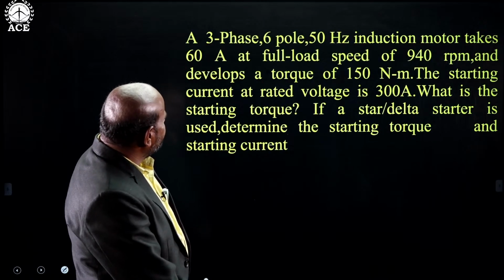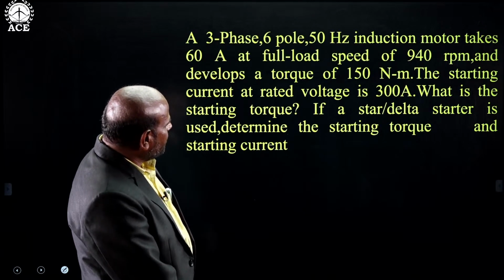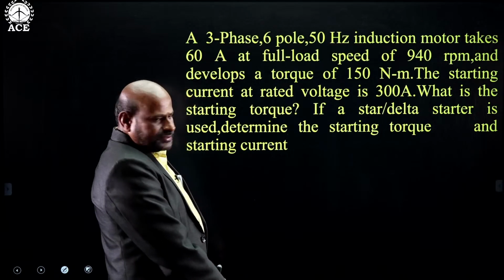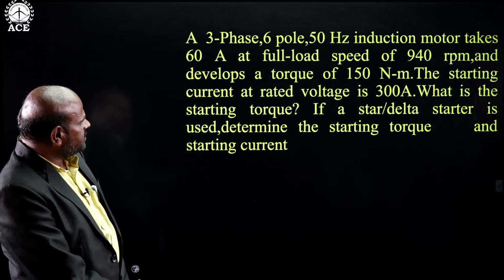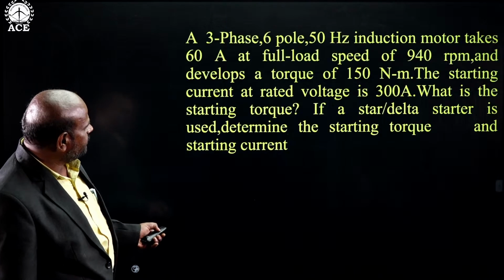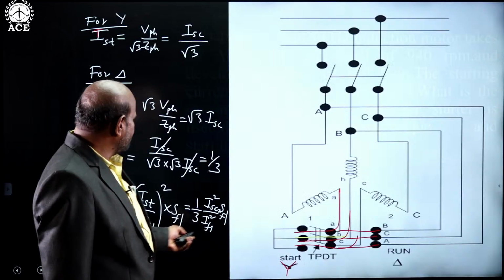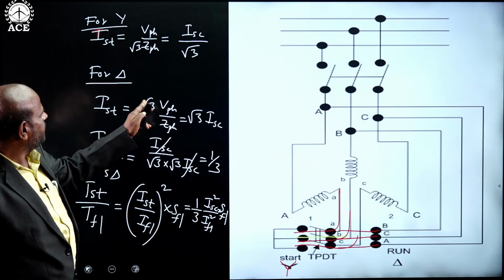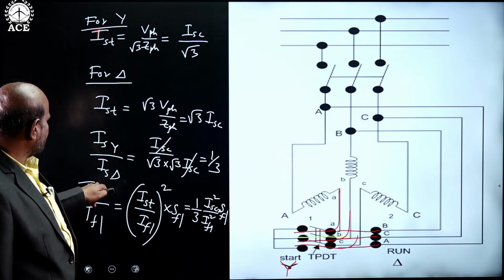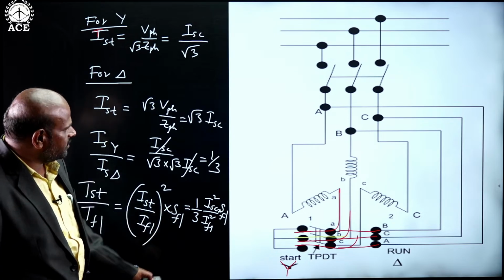So we can do this problem based upon the same application, star delta starter. Due to less time we cannot solve this, but we can solve by applying the same formulas here. So he is asking star delta starter. So you have to apply this formula. Starting current will be equal to 1 by 3 times of starting current in delta. So for starting torque to full load torque, use this formula, and you can solve this problem.